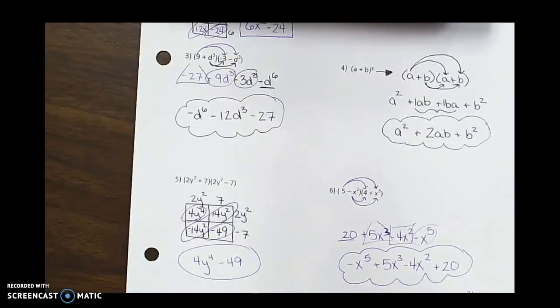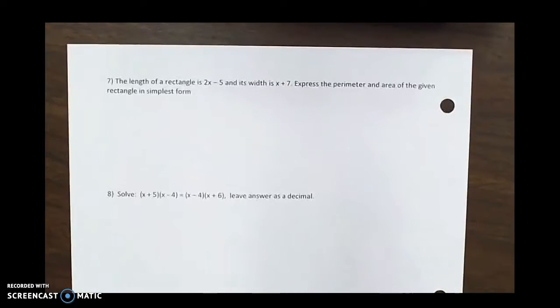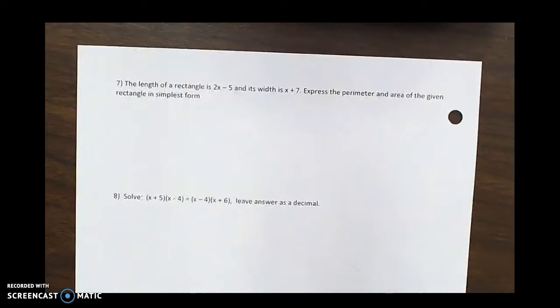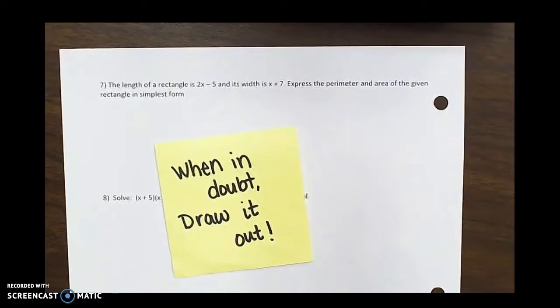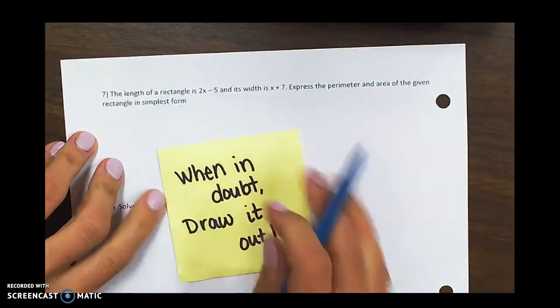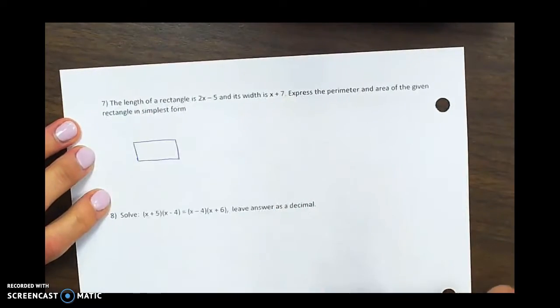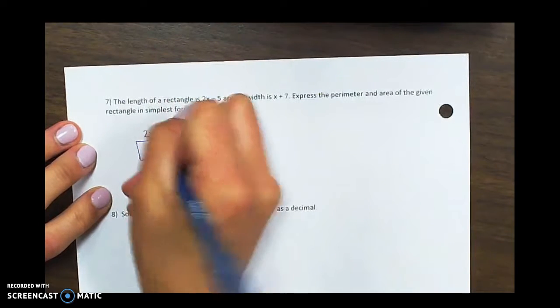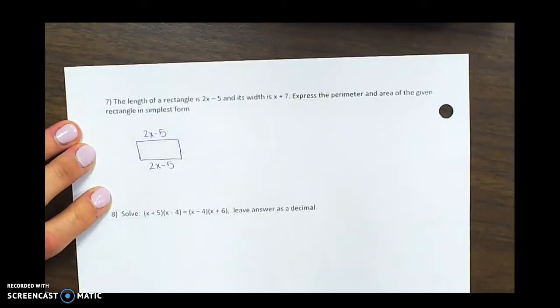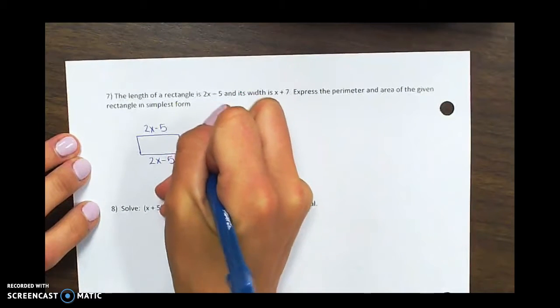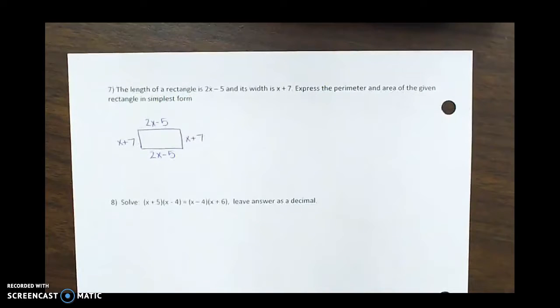So now let's take this one final step. Let's flip to the back, and let's take a look at number 7 here. So we have the length of a rectangle and the width is given. Express the perimeter and area of the given rectangle in simplest form. So remember, when in doubt, draw it out. All right, so let's go ahead. We're given the name of a shape, so let's start by drawing that shape. So we have a rectangle. The length is 2x minus 5. Remember, the top and the bottom of a rectangle are congruent. And then x plus 7 for the width.